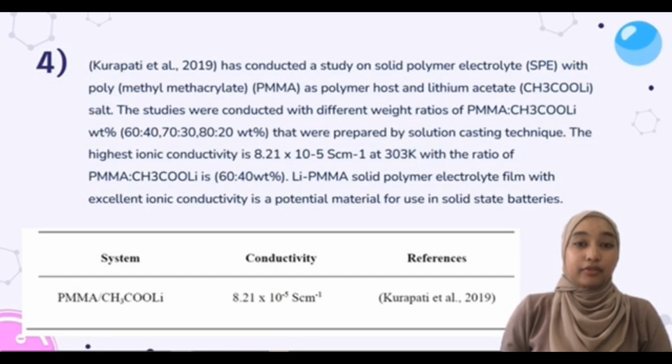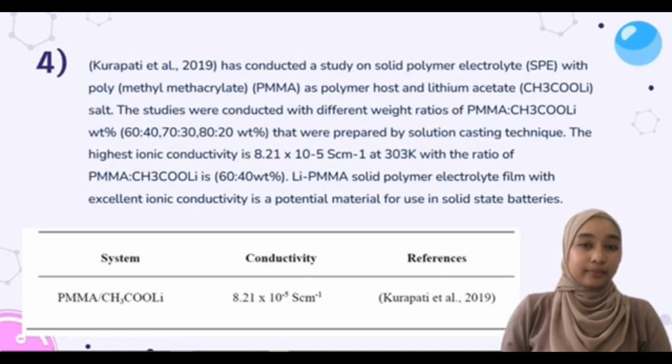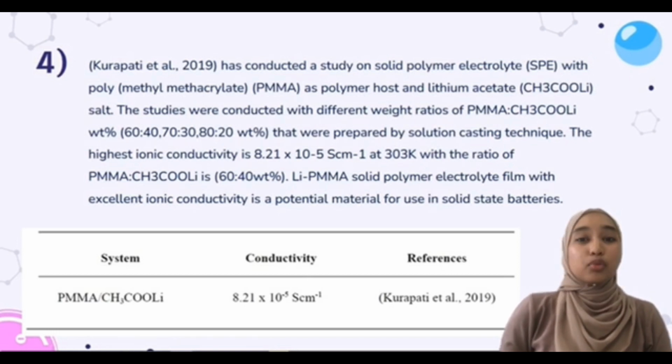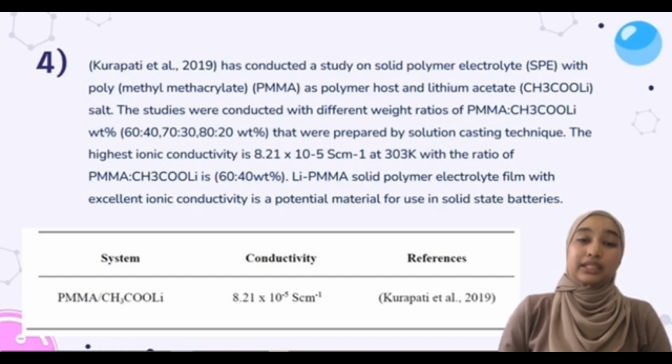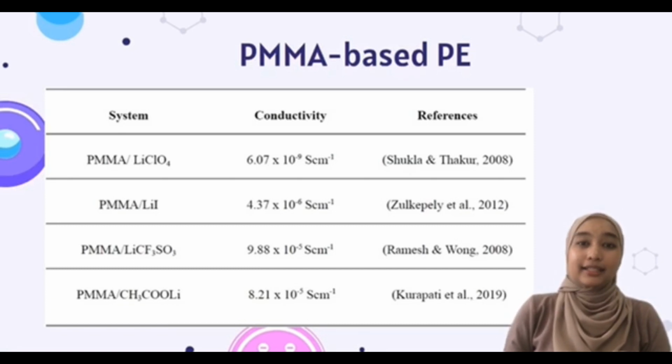Last experiment reviewed is conducted by Kurapati and others. They studied solid polymer electrolyte with PMMA as polymer host and lithium acetate as salt. Same as experiment 3, different weight ratio used, and they conclude ratio 60/40 recorded highest ionic conductivity, which is 8.21 times 10 to the power of -5. Table below shows overall reviewed experiment. For solid polymer electrolyte with PMMA as polymer host, experiment number 4 shows highest ionic conductivity recorded using lithium acetate as salt.